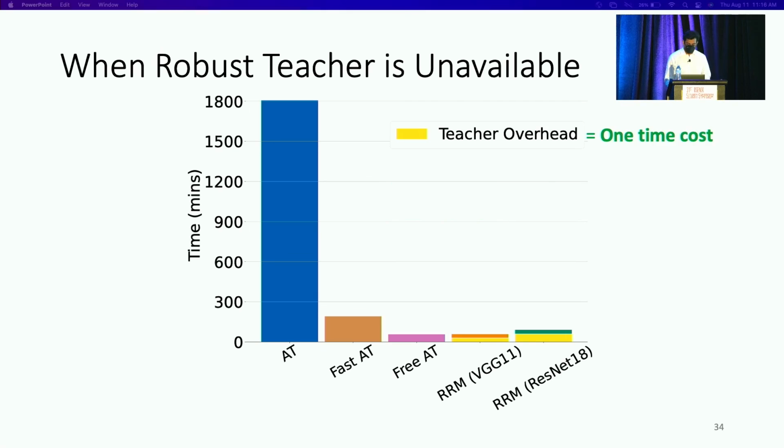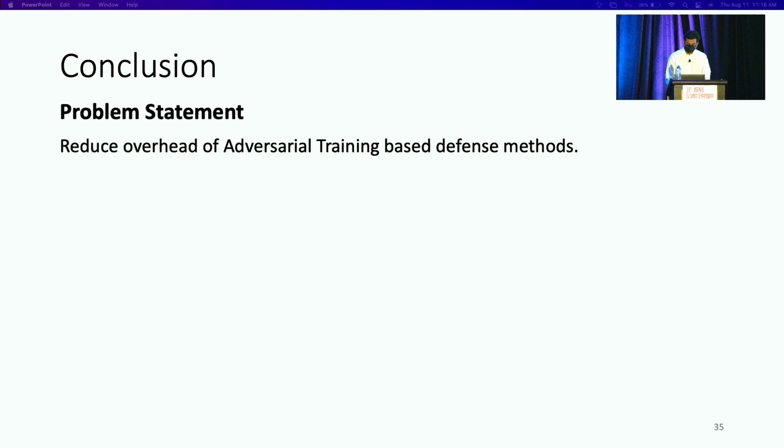However, the scenario I've described is not exactly practical. This is because the cost of adversarially training a teacher is a one-time cost. Once the teacher is available, RRM can then be used to robustly train arbitrarily many new classifiers. And so you can safely amortize the teacher's cost.